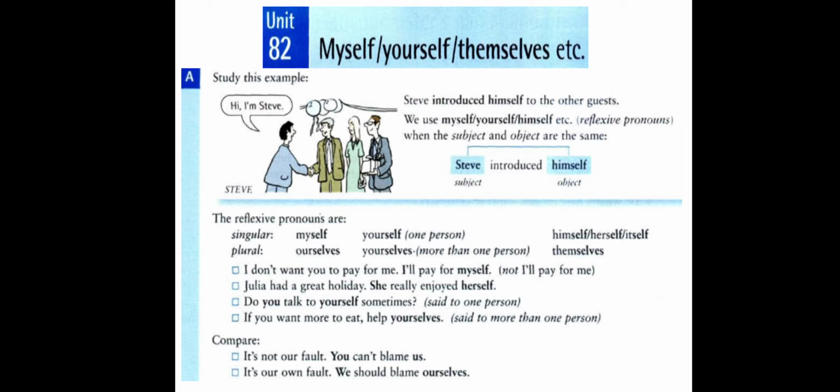Compare. It is not our fault. You can't blame us. Here you is the subject and we is the object, so the object form of we is us. So you say you can't blame us. It's our own fault. We should blame. We are the subject and we are the object. So we say we should blame ourselves.